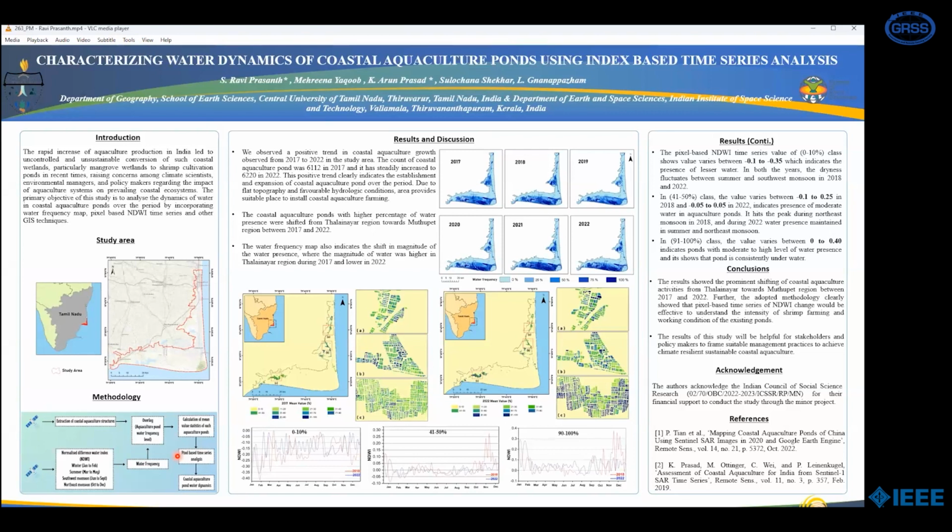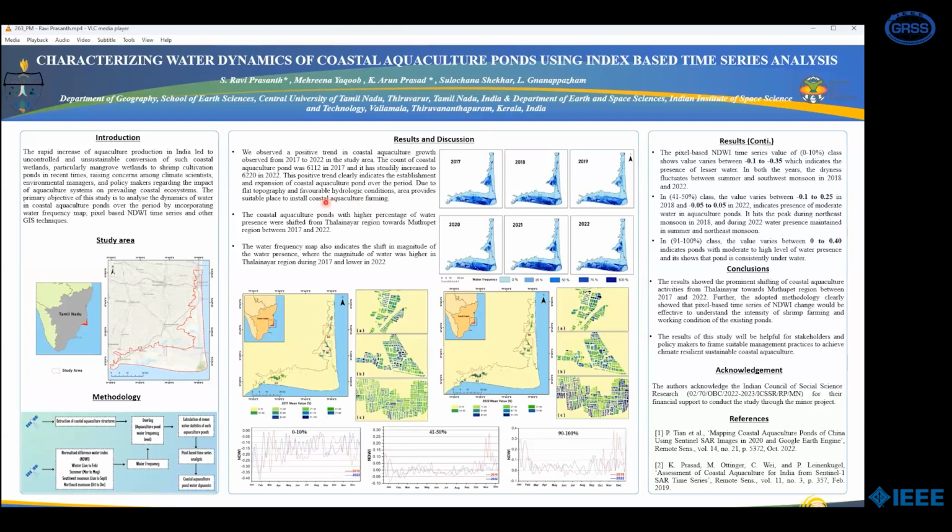Then the obtained pixel time series data of 2018 and 22 was averaged year-wise, and it was used to interpret the seasonal dynamics. And the results we got are: we observed a positive trend in coastal aquaculture growth from 2017 to 22 in the overall study area. The count of coastal aquaculture ponds was 6,112 in 2017, and it steadily increased to 6,220 in 2022. This positive trend clearly indicates the establishment and expansion of coastal aquaculture ponds over the period of time, because due to its flat topography and favorable hydrologic conditions, this area provides a suitable place to install coastal aquaculture farms.